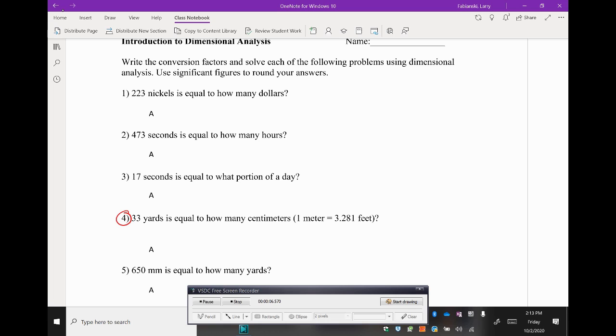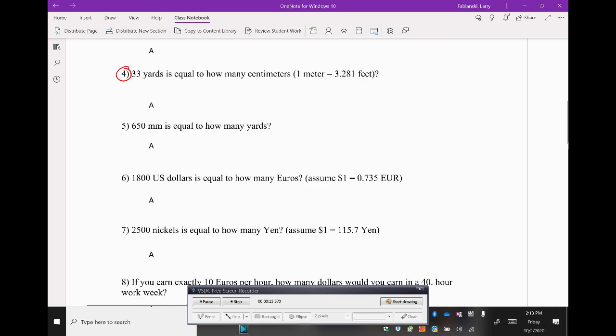Hello and welcome back. We are looking at dimensional analysis worksheet number 3, and that ding means it is time for us to start going over some dimensional analysis problems. I'm going to choose a couple from this sheet, and the first one we're going to look at is number 4. So 33 yards is equal to how many centimeters?